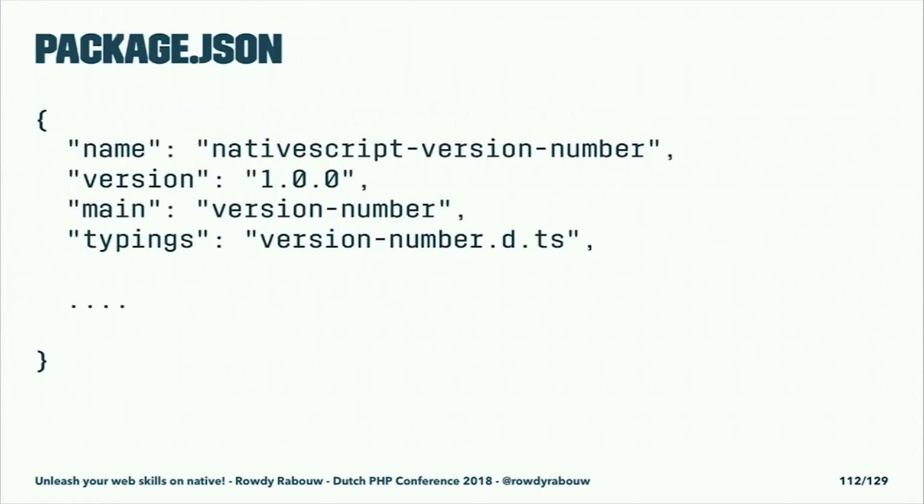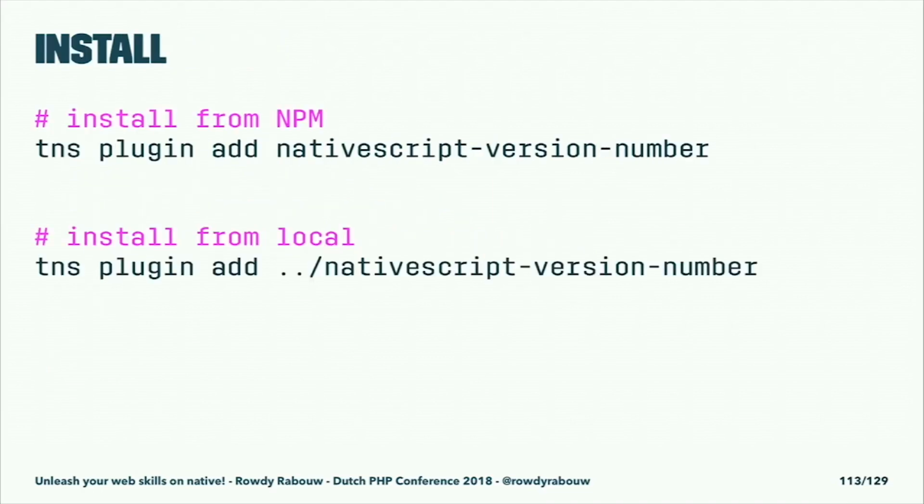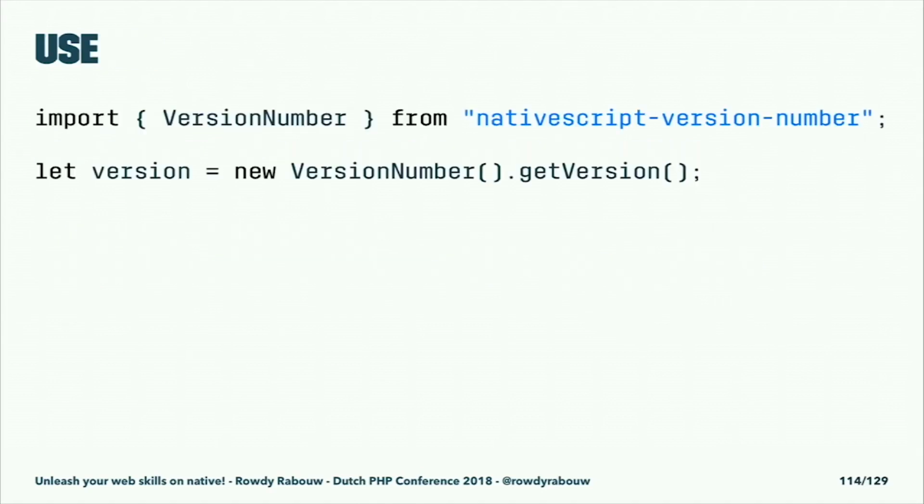To be able to use it, you have to make a package JSON, give it a name, and the main entry of that plugin. And then you can install it. If you have that package published on NPM, you use the one above. If you're still working locally, you can also add it from a local path. And if you use TNS, that stands for Telerik NativeScript, that's the CLI, it will make sure it's also saved in your package.json, so the next time it's still working. And if you want to use it, you can import version number and call it like this. Create a new version number and get the version.